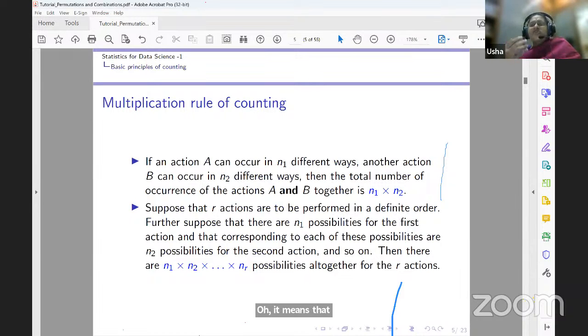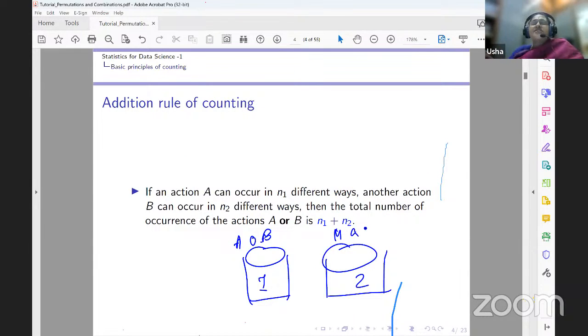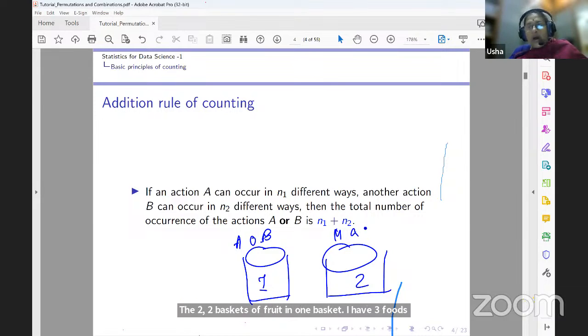Now the idea is, whenever you're presented with any question, you need to comprehend whether you have to apply the additional rule. See here, for example, the context is the same. In both ways, I have two baskets of fruits. In one basket, I have 3 fruits. In the second basket, I have 2 fruits. But the way I posed the question, one was "or" and one was "and". So which rule to be applied depends on how the question is being asked. So that is the first understanding.